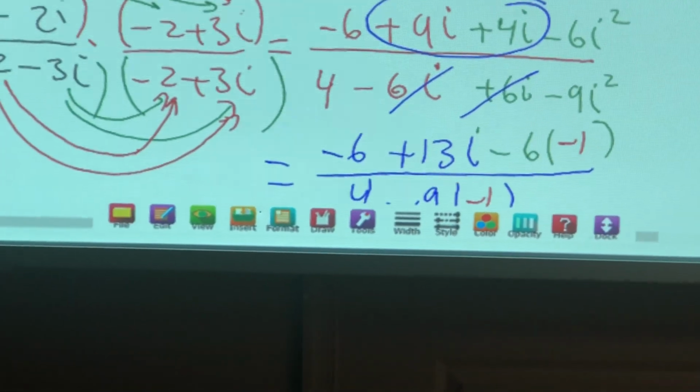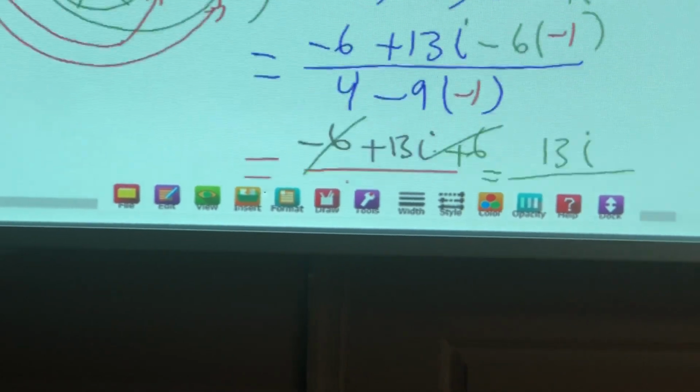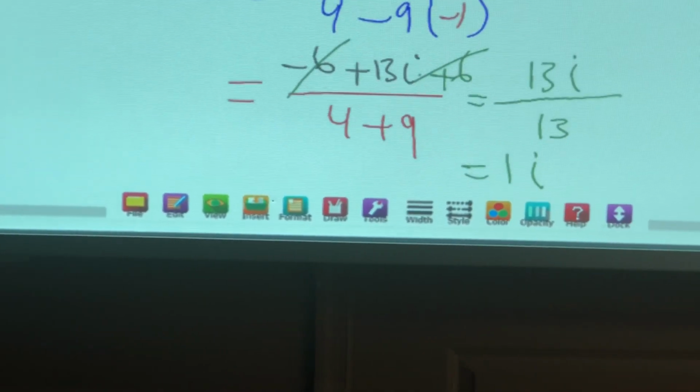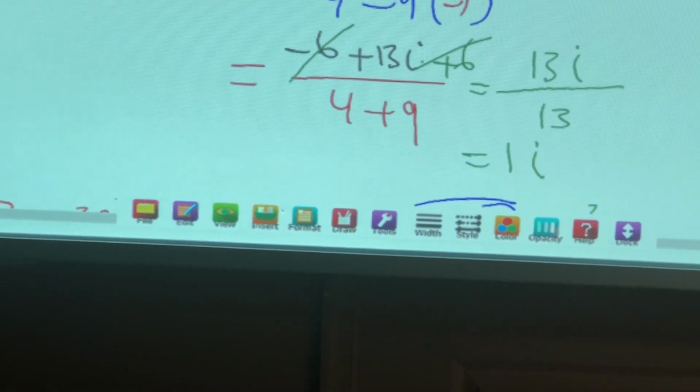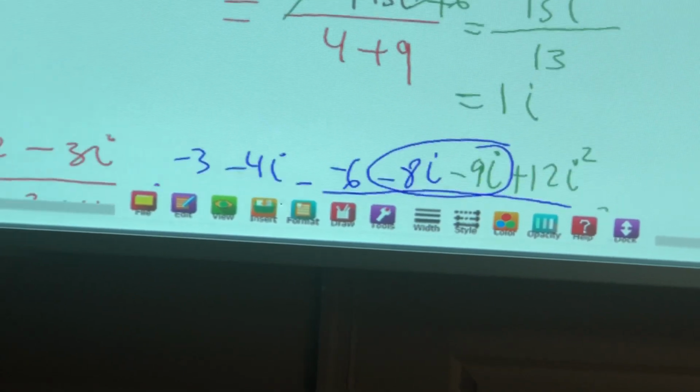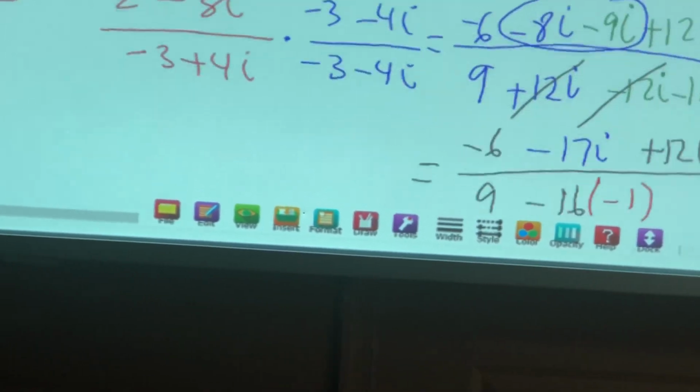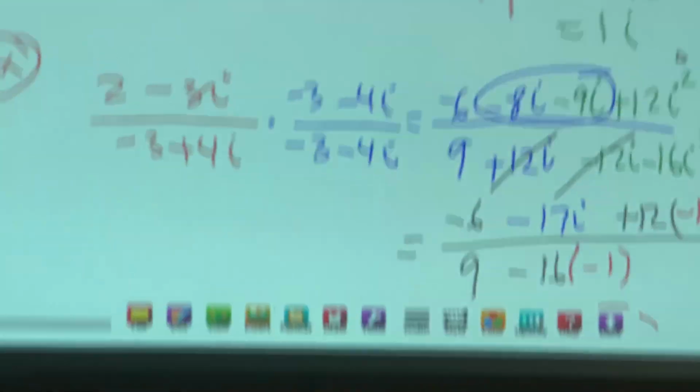Then, okay, simplify, simplify, then simplify. At the end, we have 13i in the top over 13. 13 over 13 is 1, so the answer is i. Another example to make the idea clear for you guys.